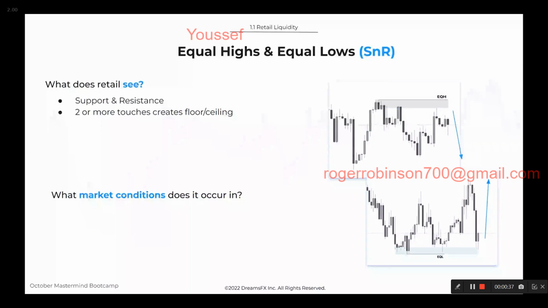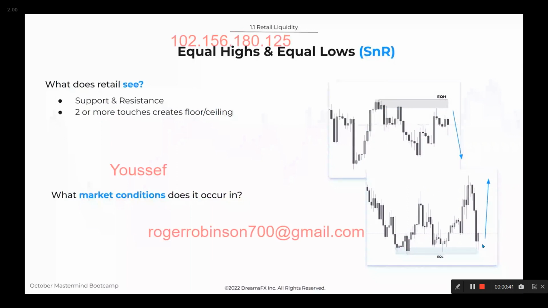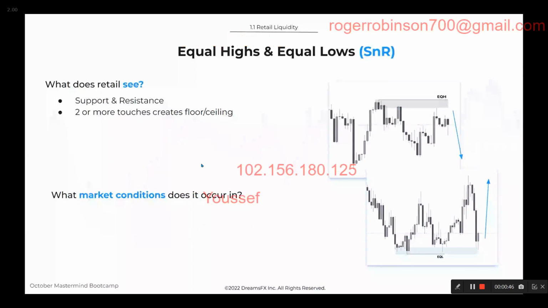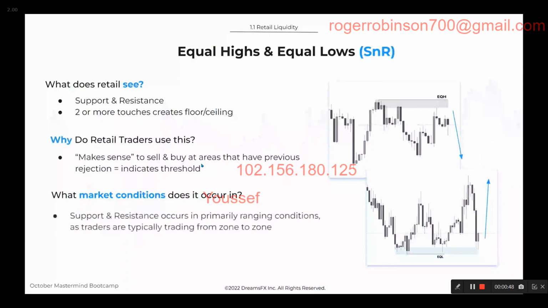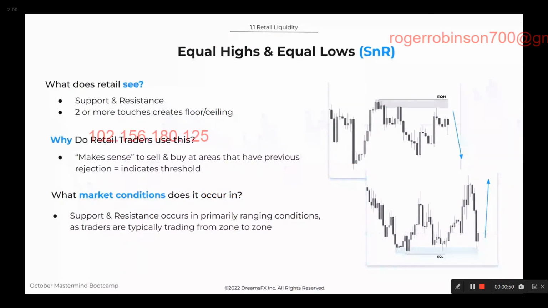So if traders are looking to sell, we know where their stop losses are, and vice versa. If we see one touch, two touch, three touch, four, that appears to be some form of price floor. This is where retail traders are going to expect to sell from, expect to buy from. So why do retail traders use this? Because it makes sense to sell and buy at areas that have previous rejection. This indicates some form of threshold that's going to allow the market to reverse.